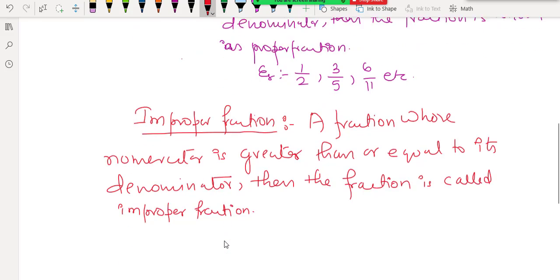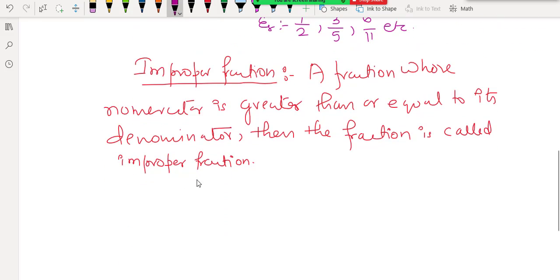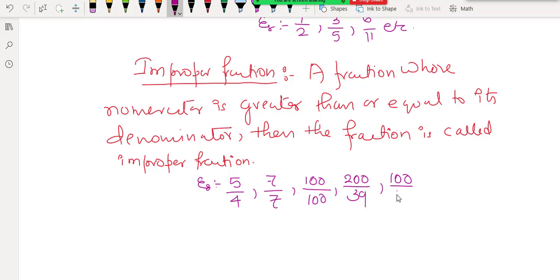Now it's time for examples. Who will tell me an example? Sir, 5 by 4. Sir, 100 by 100. Yes, very good. Next. Sir, 200 by 39. Yes, that's correct. That's enough. 100 by 59, etc. So there are lots of them.